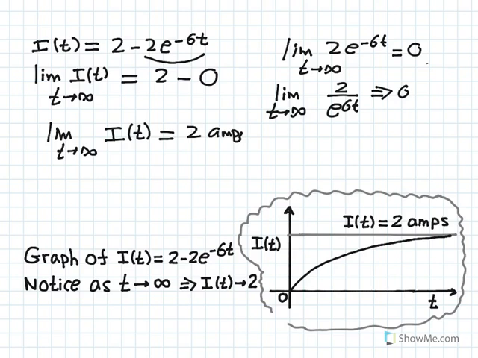So let's illustrate that from the graph. Notice that the current starts at 0 at the beginning, at time 0, and as time increases, as we go around this circuit, we can see that the current increases to a value of 2, and 2 is a limiting value. It can't exceed 2. So this is the graph of I of t equals 2 minus 2 e to the minus 6t, and we have shown that as t goes to infinity, I of t, the current, approaches 2 amperes. All right, thank you.